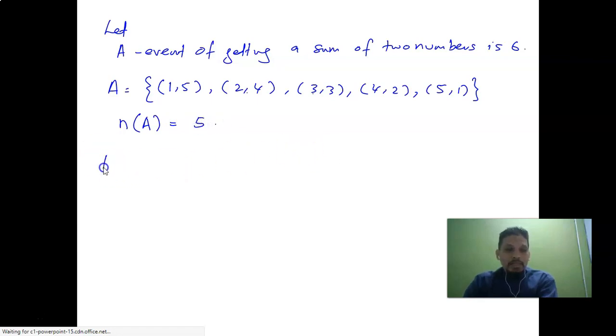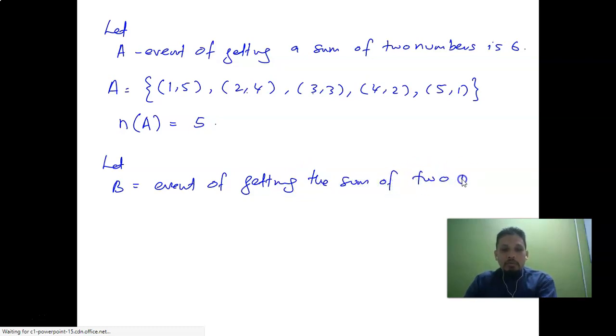Okay, so another example here. B, the event of getting a sum of 2 numbers is a multiple of 5. Okay, so then equal to multiple of 5 means that the sum of 2 numbers is a multiple of, or divisible by, 5.